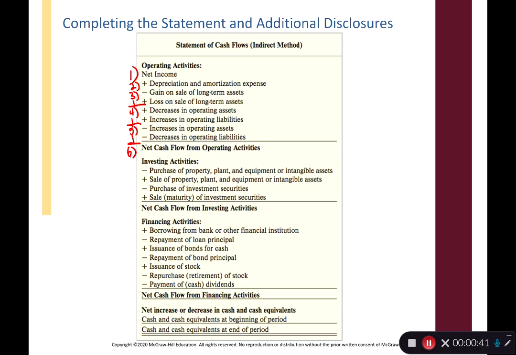Investing is going to deal with buying and selling long-term assets, including property, plant, equipment, and investments. Financing is going to deal with borrowing and repaying money to the bank and issuing our own stock, buying it back, and then paying dividends. And then when all is said and done, the point of the cash flow statement is to tell us why cash changed by the amount it did, and the ending cash on the cash flow should equal the ending cash on our balance sheet.